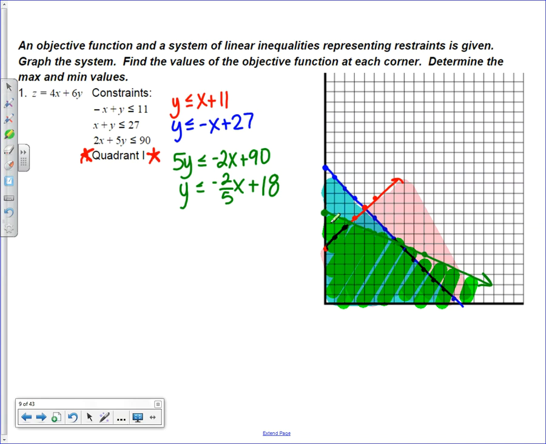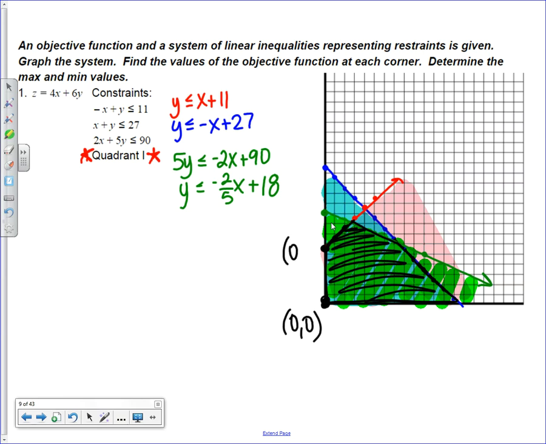The overlap is going to be this right here. All of that is my overlap. So what are my corners? Well, down here, I obviously have 0, 0. Right here, we know what this point was. That was at 11 we started at, so 0, 11.